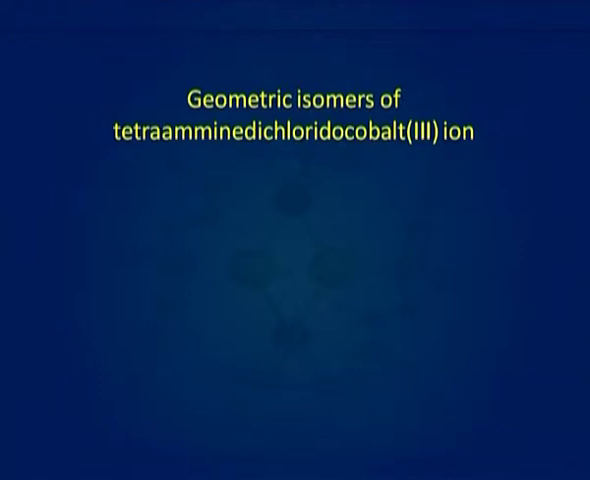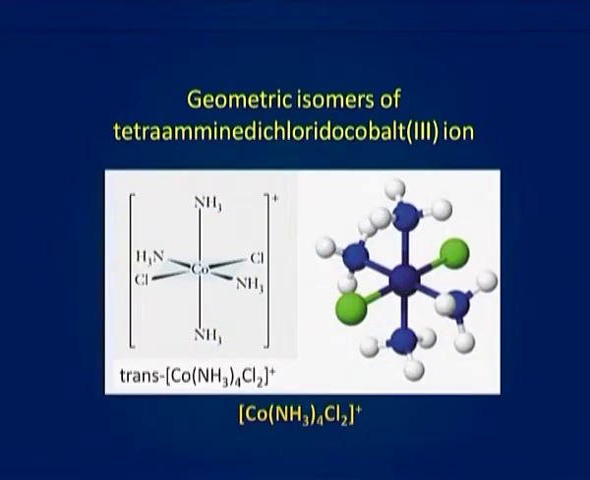Now, geometric isomers of the tetraamminedichloridocobalt(III) ion. Here you can see the two chlorines are at 180 degrees to each other. So, this is a trans isomer.